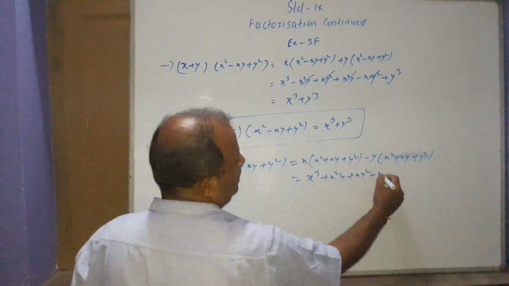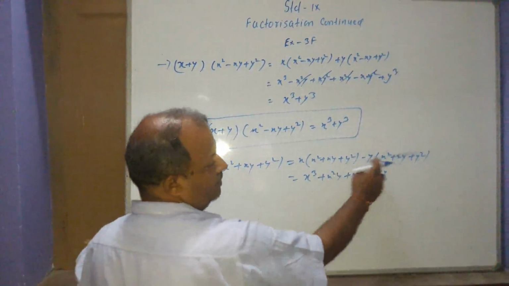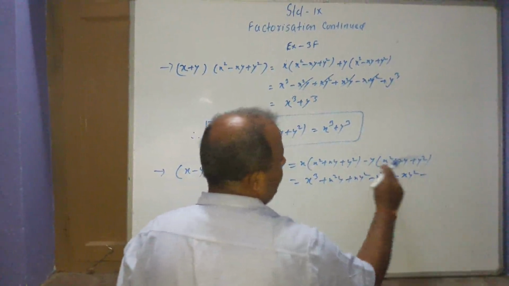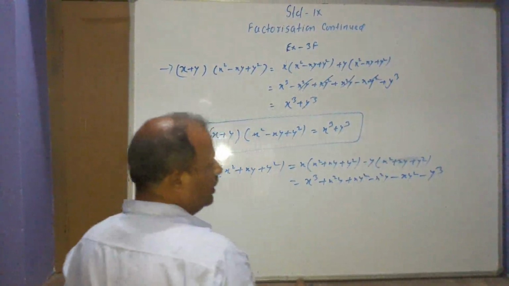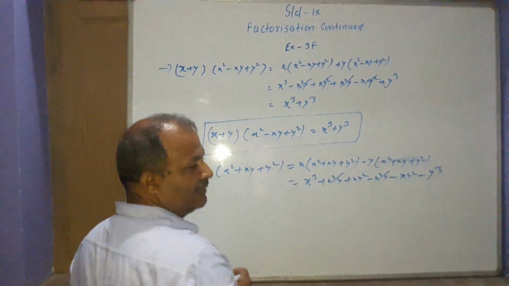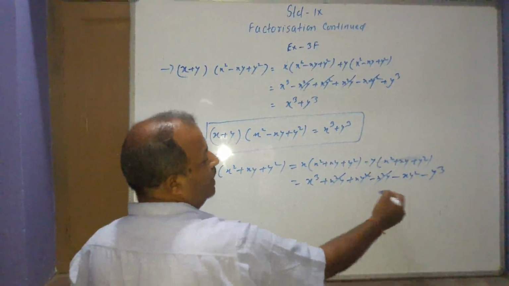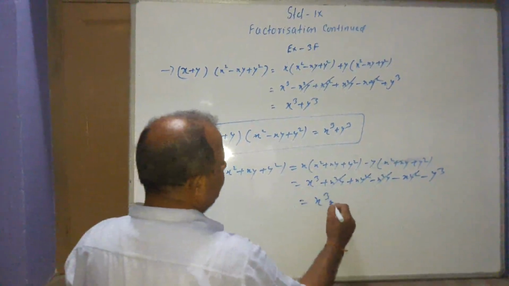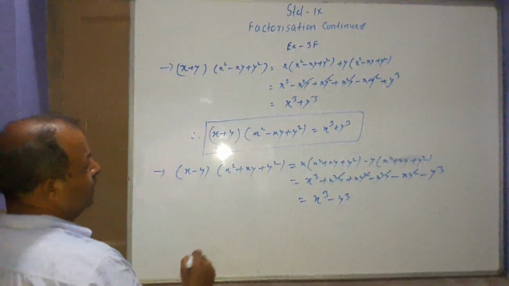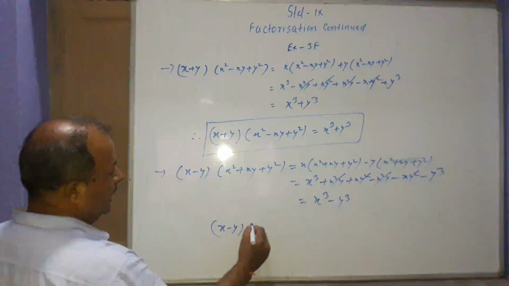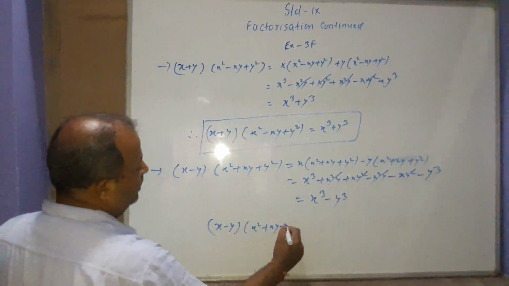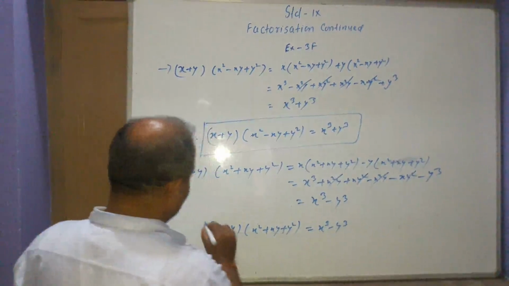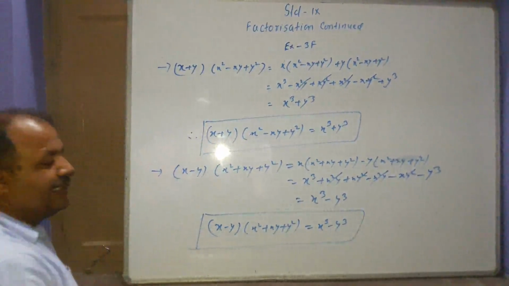Minus y into x square, this will give minus x square y. Minus y into xy, minus xy square. Minus y into y square, minus y cube. Here x square y will be cancelled by minus x square y and plus xy square will be cancelled by minus xy square. Then we are left with x cube minus y cube. Now we have another identity, (x minus y) into (x square plus xy plus y square) is equal to x cube minus y cube. This is the second identity.